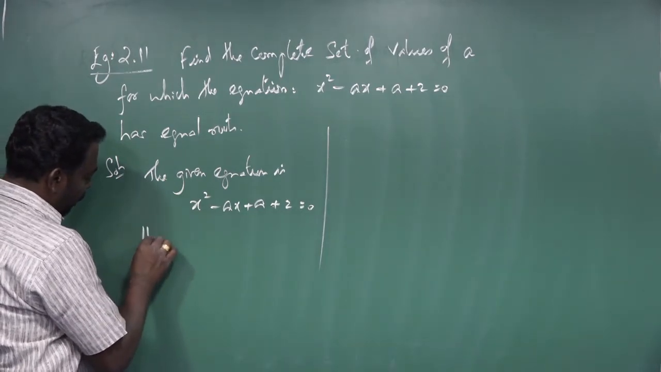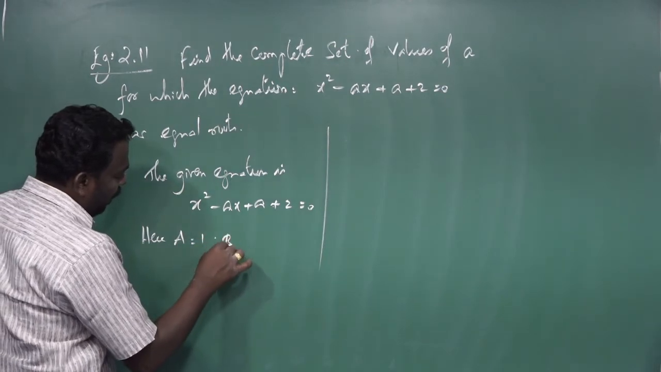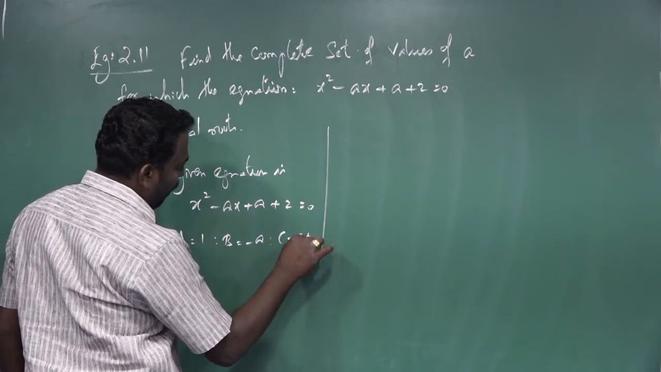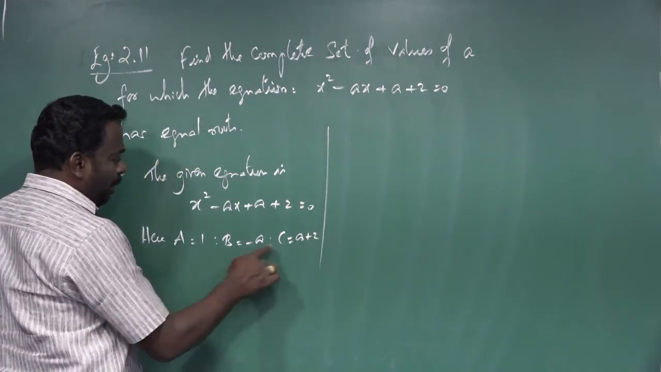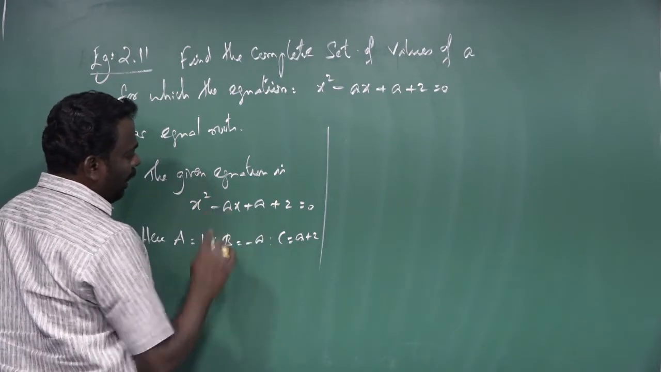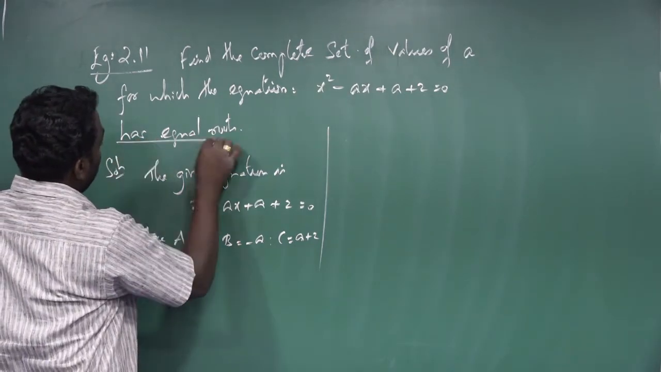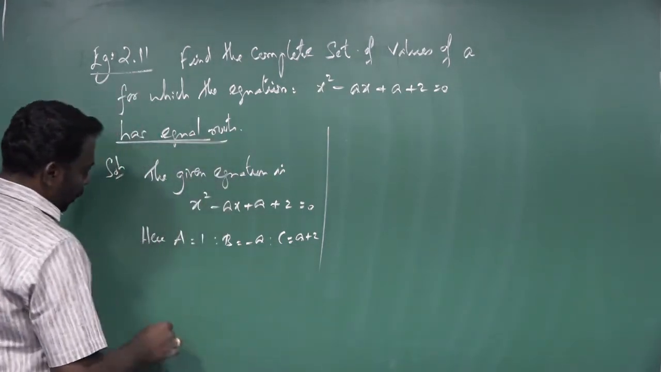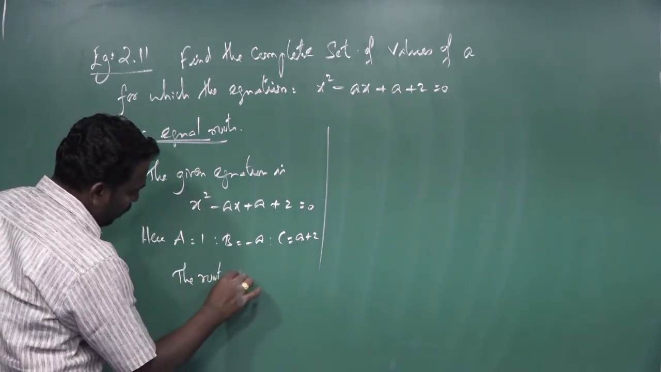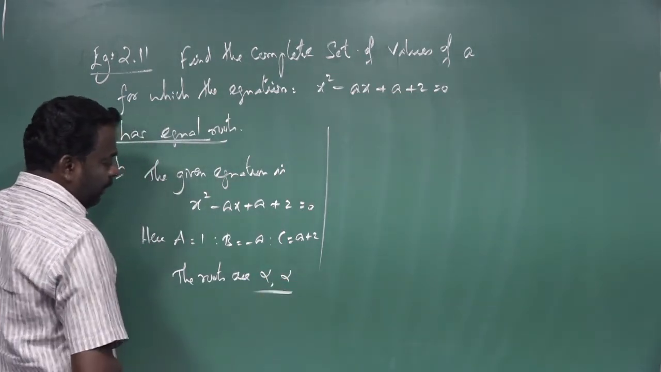Now here, capital A is 1, then capital B is equal to minus a, then capital C is equal to a plus 2. Instead of small a, b, c, we take capital A, B, C because we already have small a in the equation, for convenience. Now it is given that the equation has equal roots. Equal roots means the roots are alpha and alpha. The two roots are equal roots.